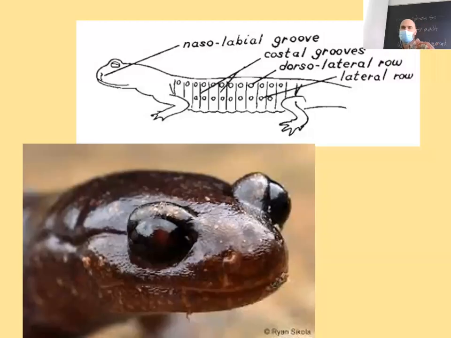Let's go ahead and get back to where we left off. So nasolabial grooves, you can see a nice diagram here of a salamander from a lateral view. You can see the costal grooves, and notice the nasolabial groove is basically a little groove between the nostril and the mouth. It's more prominent often in males than females, and it often serves as a channel for pheromones that are involved with courtship.